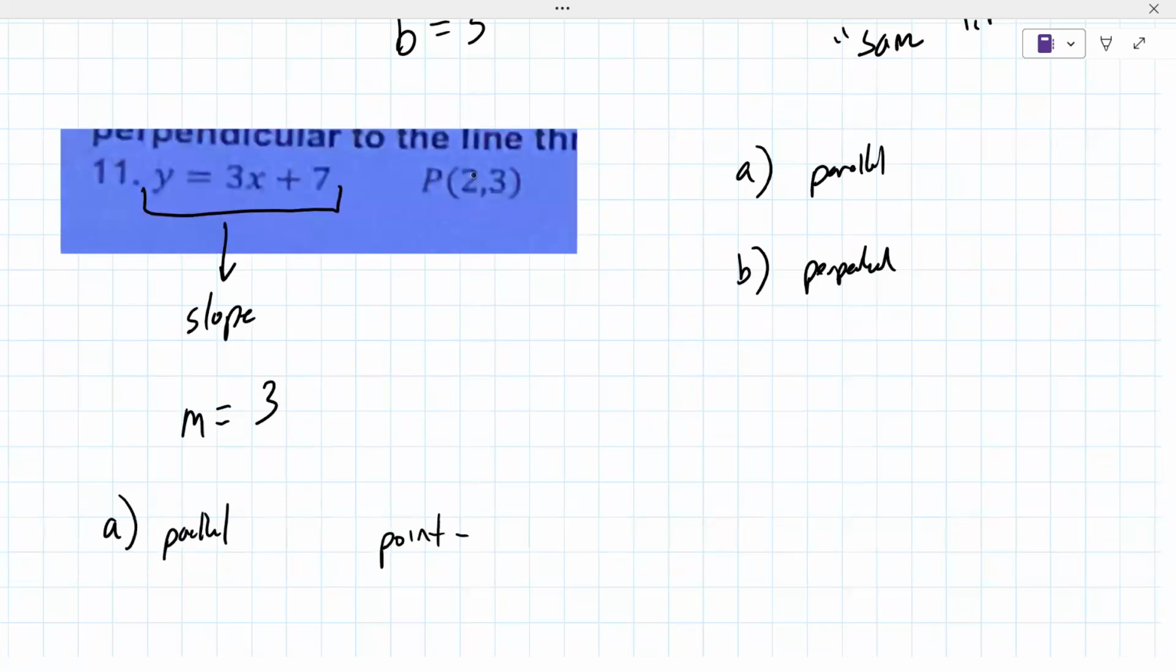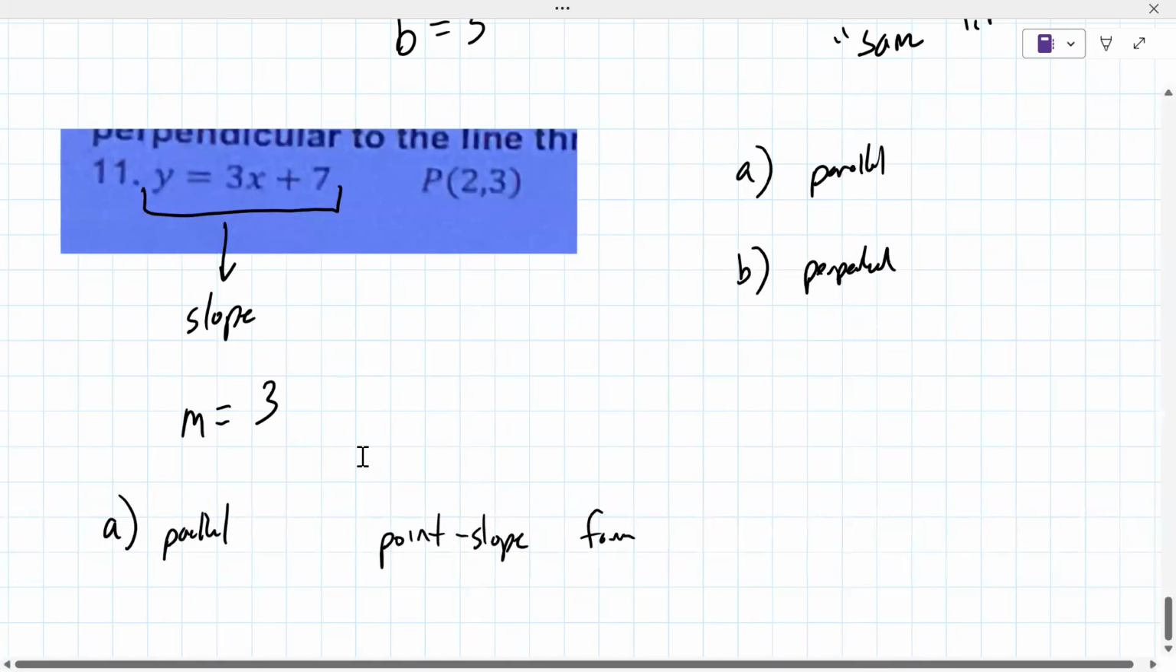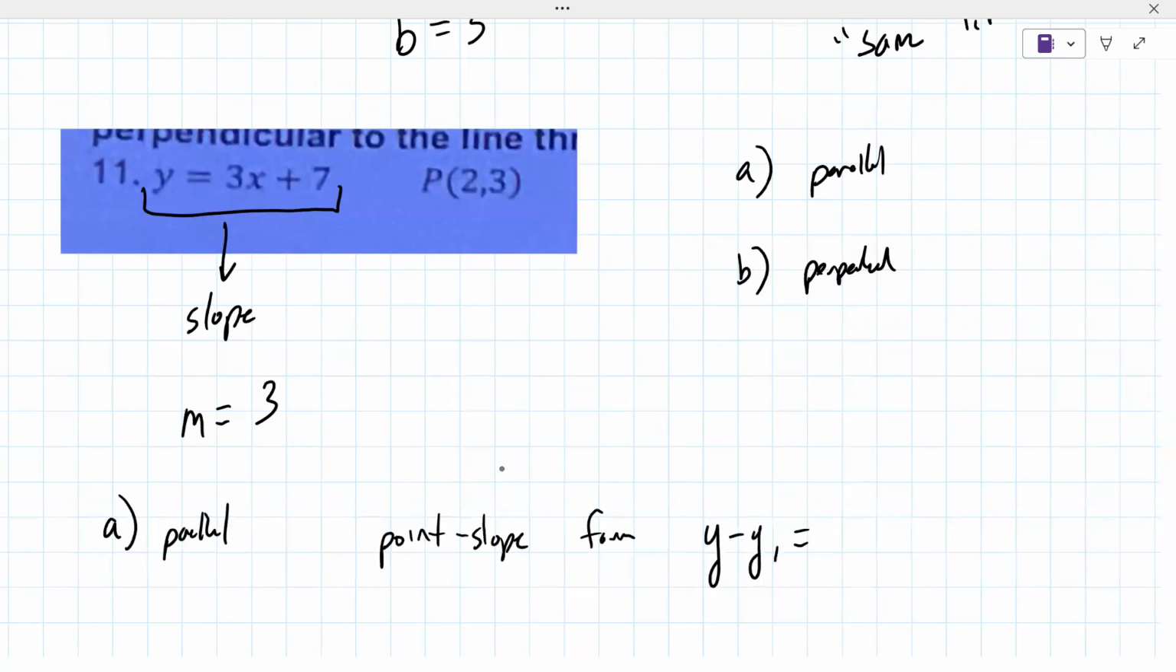Well, remember the name tells you what it is. If you have a point and a slope, you should use point slope form, which I know is not normally what you do, but it's preferred to do it in the one that matches up with the information you're given.